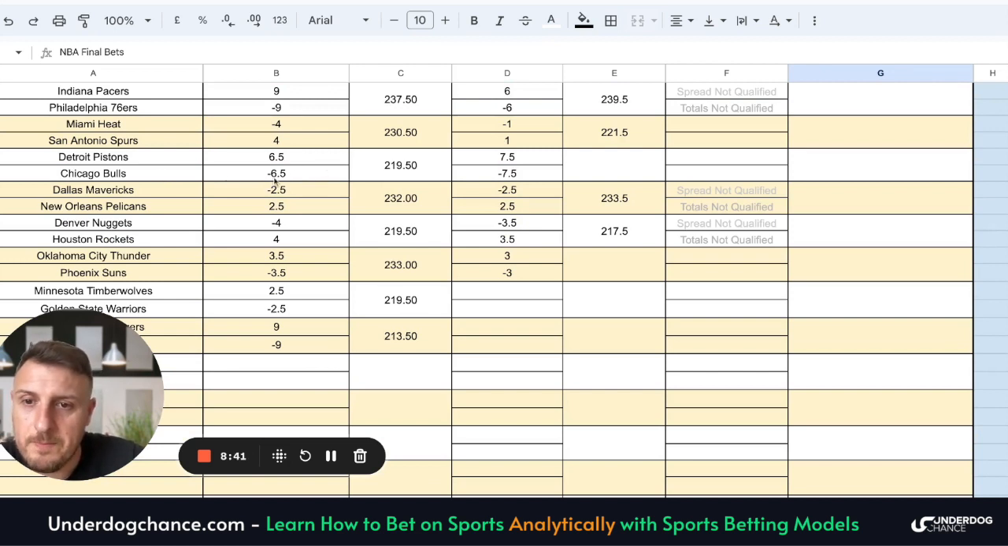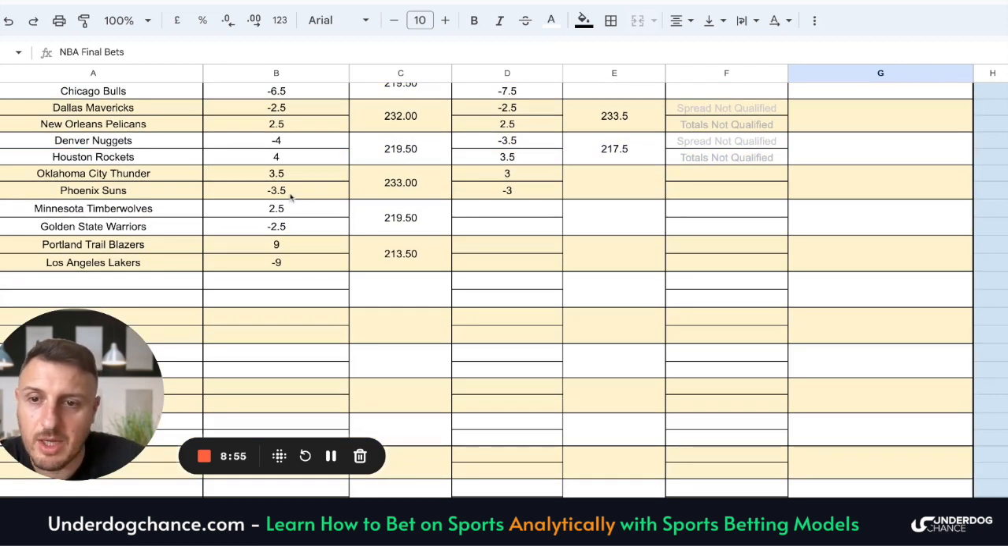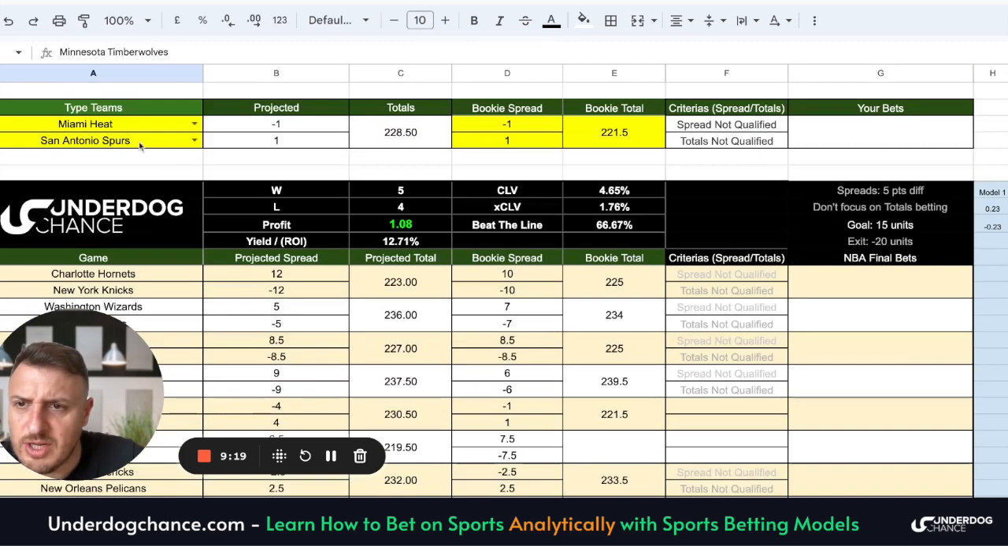Detroit against Chicago, no value, a 1-point difference. Dallas Mavericks against Pelicans, my lines and bookmakers' lines are exactly the same. Denver, Houston, I have Denver at minus 4, bookmakers minus 3.5, the same numbers. Oklahoma, Phoenix, I have Phoenix at minus 3.5, bookmakers minus 3, again the same. Minnesota against Golden State, I have Golden State at minus 2.5. So you need to check your bookmakers' line, and if there is at least a 5-point difference, then this would be a qualified bet. I also think I reprojected. We can reproject this.